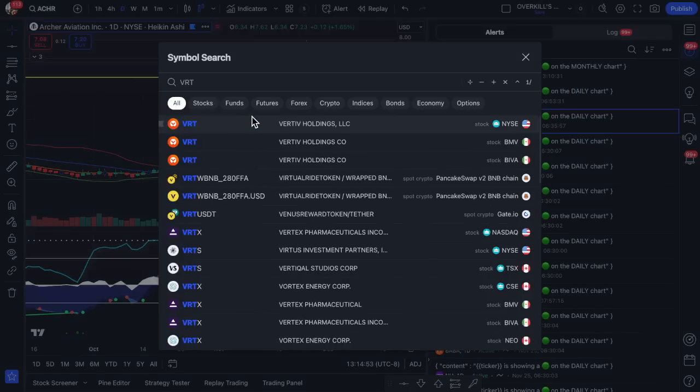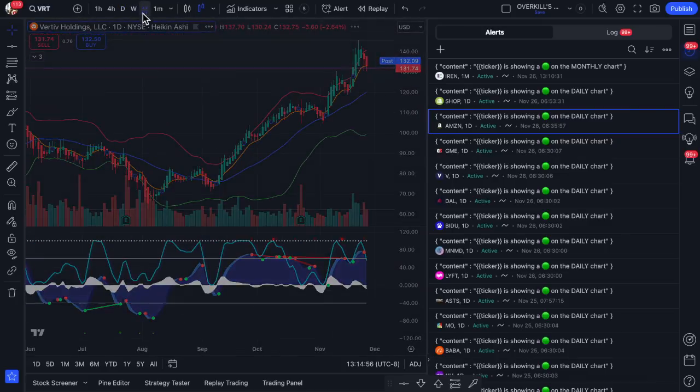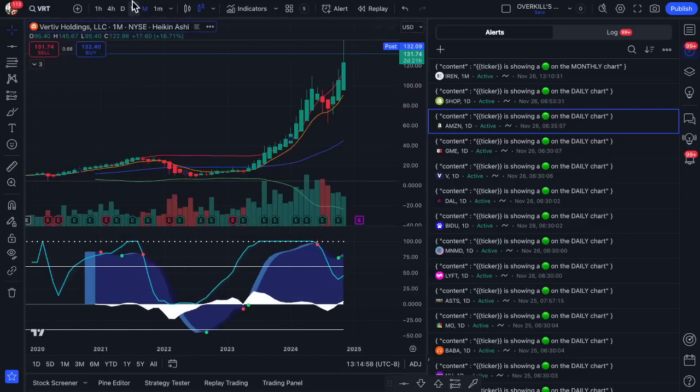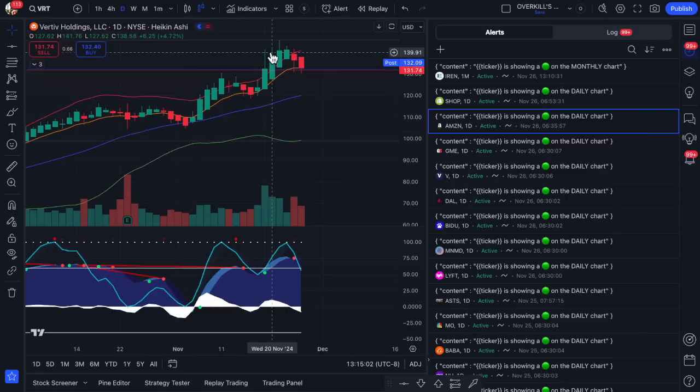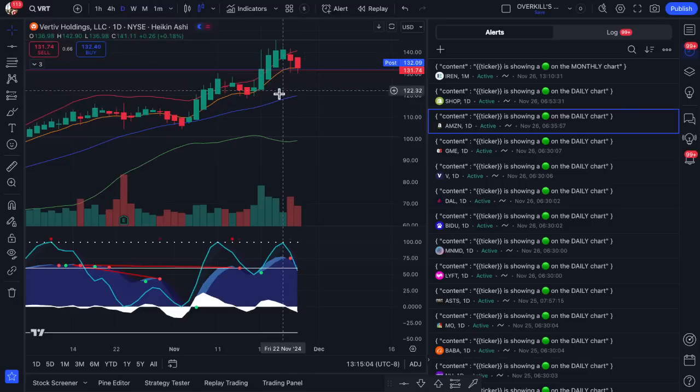VRT. Okay, monthly's green. Beautiful. Let's look at the daily. Got the pullback starting here. Got a 2-day pullback. Okay, I'd wait on the green dot on this one. This one looks good, though.